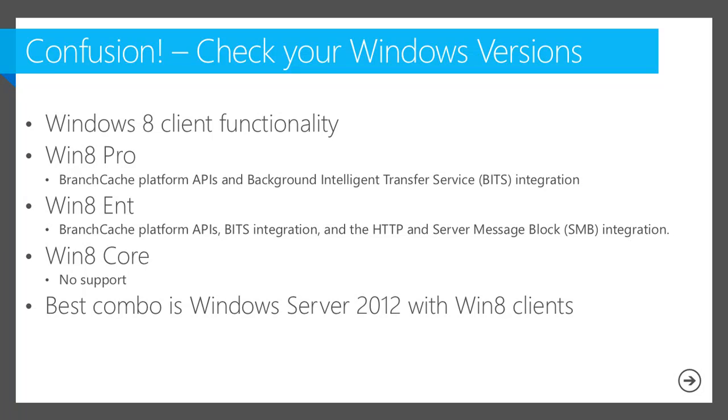But I'm just going to clarify something. There's been a lot of talk in various forums and confusion as to what functionality is in which client. And in terms of what we're talking about today, Windows 8 Pro has the platform APIs and bits, which is fine, really, for the SCCM work that we're going to do. Enterprise has a little bit more. So Enterprise has the HTTP and SMB integration, which is kind of geared towards extending your file system into the cloud effectively. But it's not a requirement really for the SCCM stuff that we're going to look at.